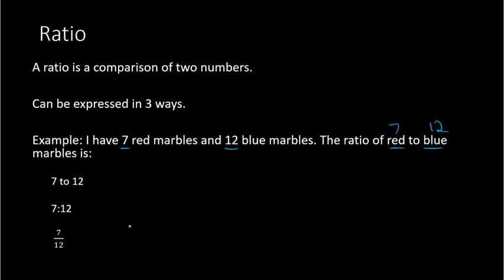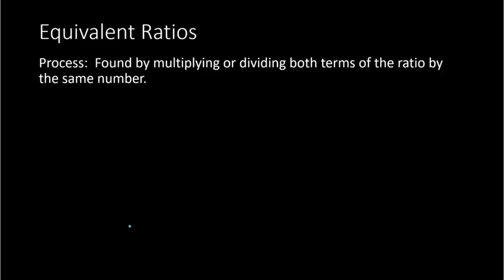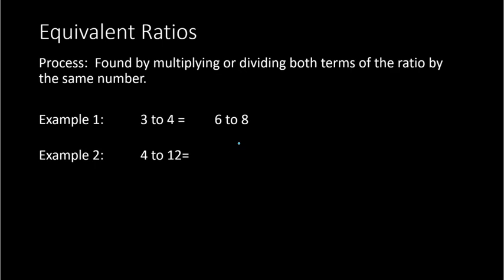Next we have what are called equivalent ratios. Equivalent ratios are found by multiplying or dividing both terms of the ratio by the same number. For example, if we had the ratio of 3 to 4, and we multiply both numbers by 2, we would now have 6 and 8. So 3 to 4 is the same thing as 6 to 8. Or if we had 4 to 12, we could divide both numbers by 4 to get 1 and 3. So 4 to 12 can also be expressed as 1 to 3.